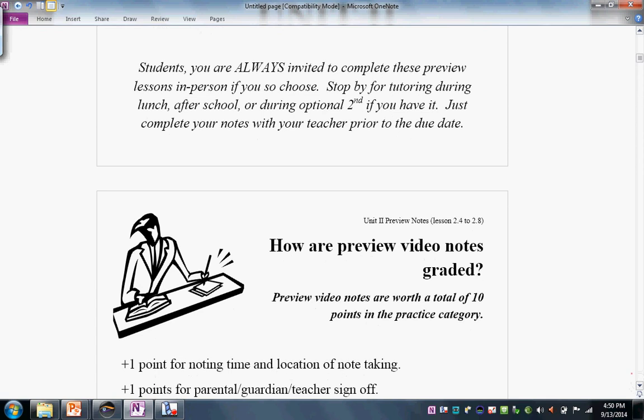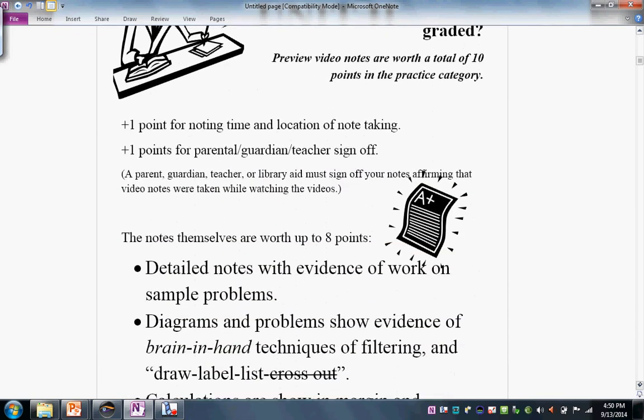Students, keep in mind that you are always invited to complete these preview lessons in person if you choose to. Stop by for tutoring during lunch, after school, or during optional second if you have it. Just complete your notes with the teacher prior to the due date. How I grade the notes are here.